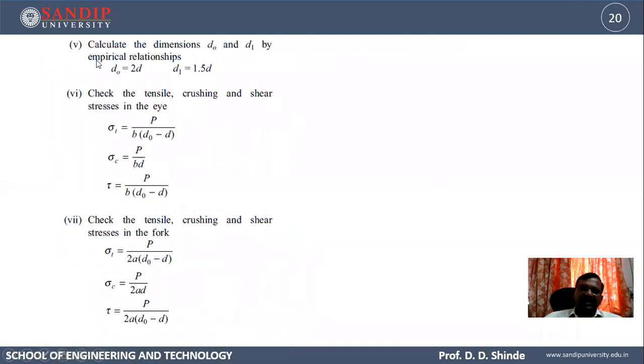Then next you will be calculating the dimensions for the fork. DO is the outer diameter, which is generally taken as 2d, and D1 is inner diameter, that is 1.5 d. These are standard relations. Then check the tensile, crushing and shear stress of the eye. Once you use these equations, you check the stresses, whether by putting these empirical values you get the permissible safe values or not. Then check the tensile, crushing and shear of the fork by using the given equations which you had already seen.